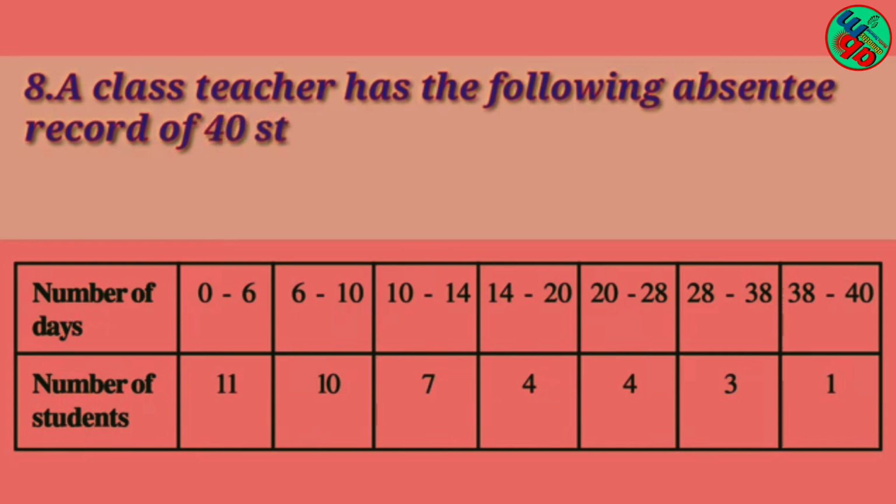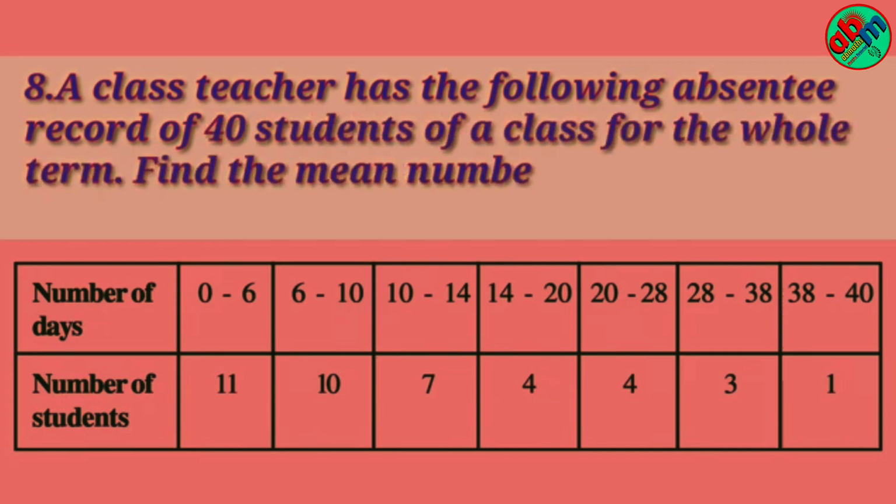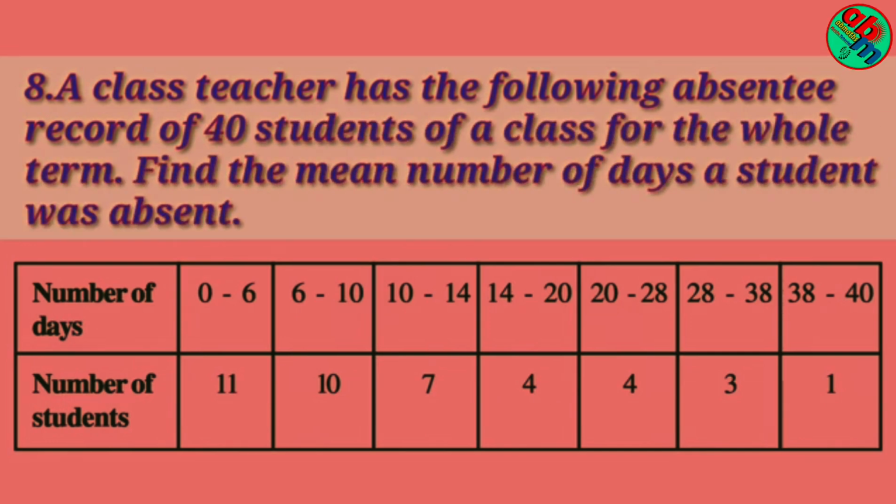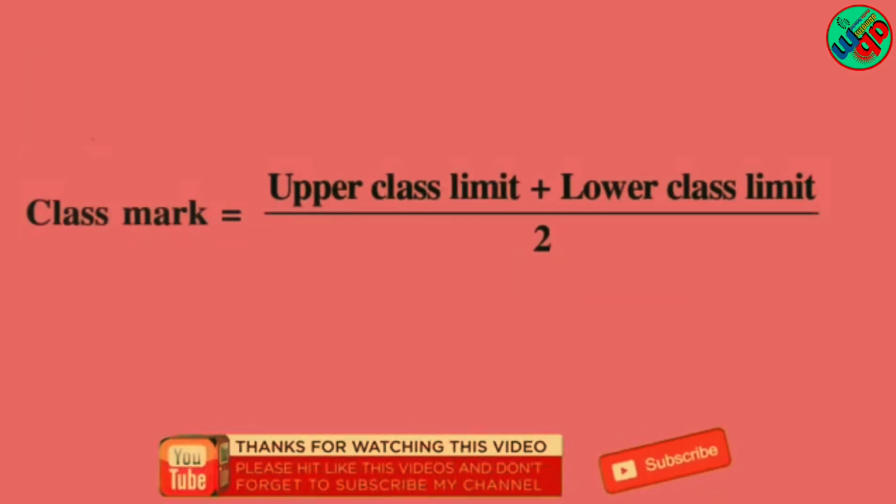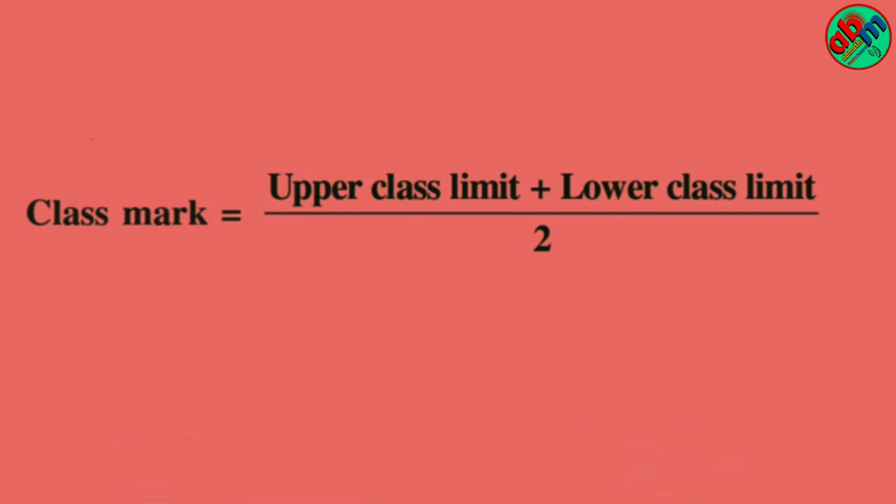A class teacher has the following absentees record of 40 students of a class for the whole term. Find the mean number of days a student was absent from the given table. So let us solve it. We first of all find out the class mark of each interval using the formula upper class limit plus lower class limit divided by 2, and we calculate as follows.